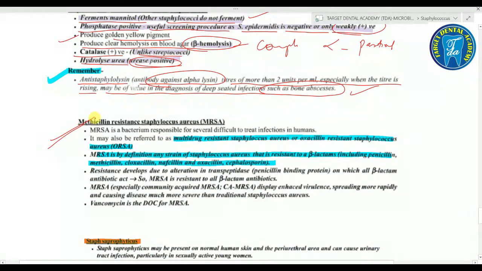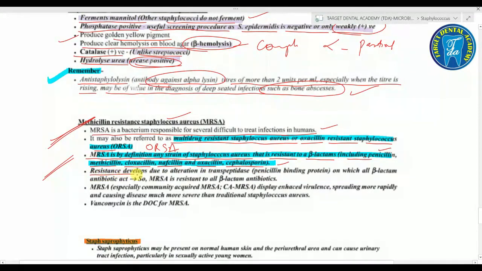Now coming on to a very important topic, MRSA, methicillin resistant Staphylococcus aureus. You can expect a number of questions from this. MRSA is a bacterium responsible for several difficult to treat infections in humans. It may be referred to as multi-drug resistant Staphylococcus aureus or oxacillin resistant Staphylococcus aureus, ORSA. MRSA is by definition any strain of Staphylococcus aureus that is resistant to the beta-lactams, including penicillin, methicillin, cloxacillin, nafcillin, oxacillin, and the cephalosporins.